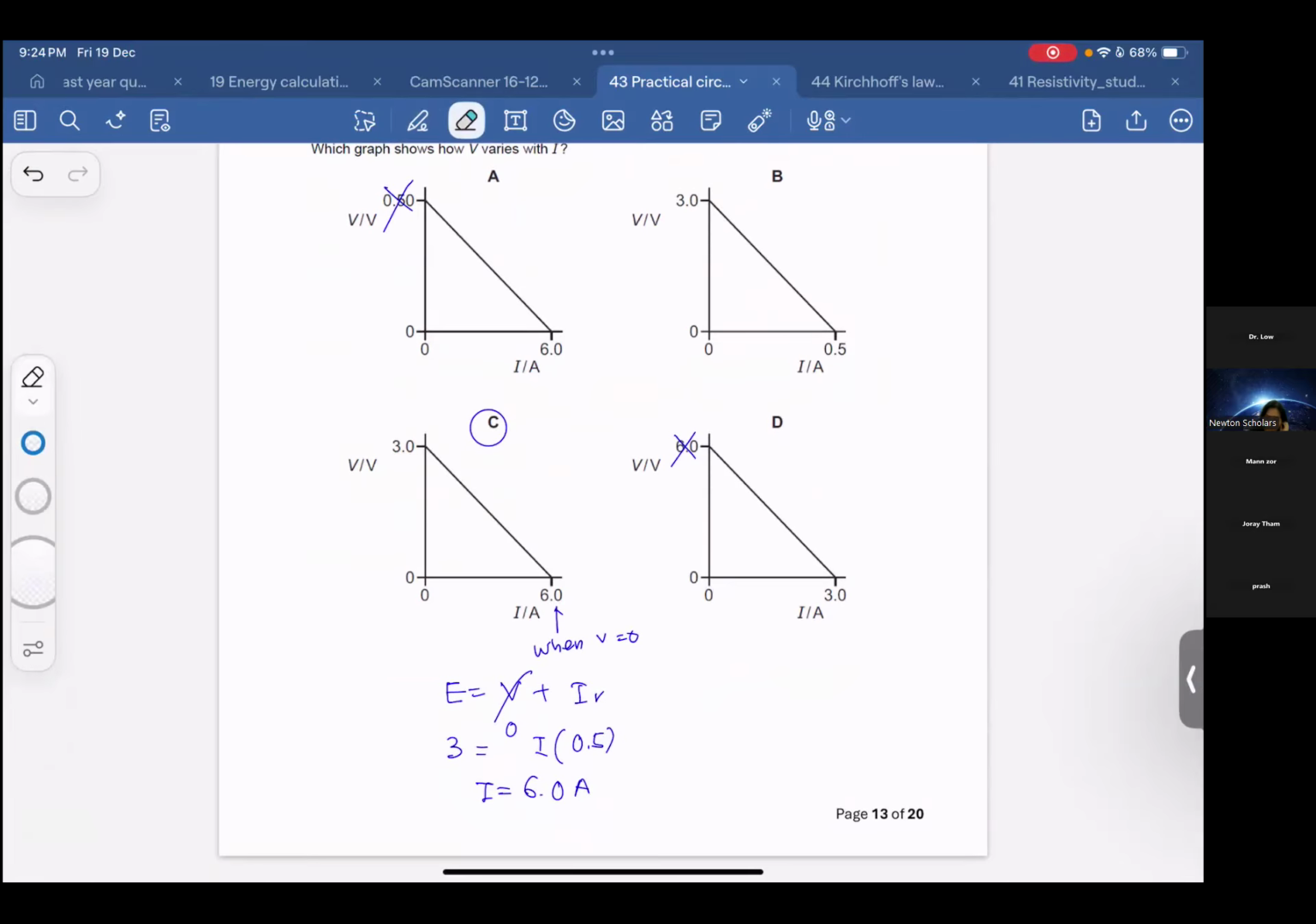At this point, voltage is 0. When there is no voltage, what is your maximum current in the circuit? Internal resistance is 0.5, do some substitution, you will get current is 6.0 ampere. Okay, until here, is that clear?